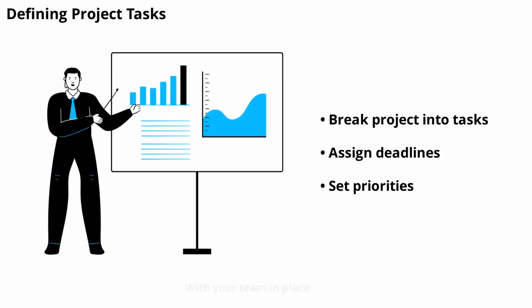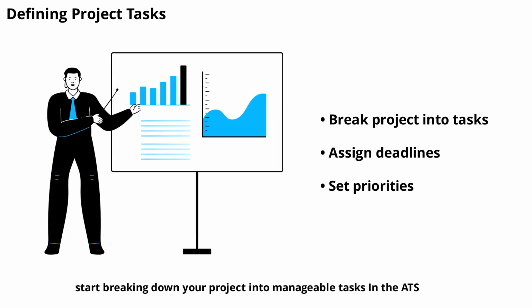With your team in place, start breaking down your project into manageable tasks. In the ATS, you can create tasks or tickets for each step required to complete the project. Give each task a clear title, description, and deadline. Assign tasks to the appropriate team members and set priorities if needed. This structure helps everyone understand what needs to be done and by when, reducing confusion and improving accountability.